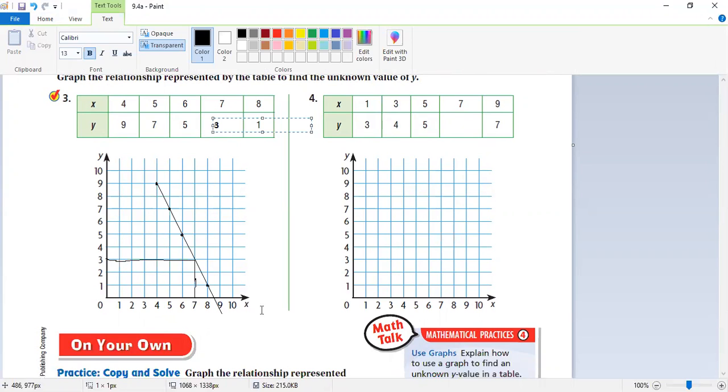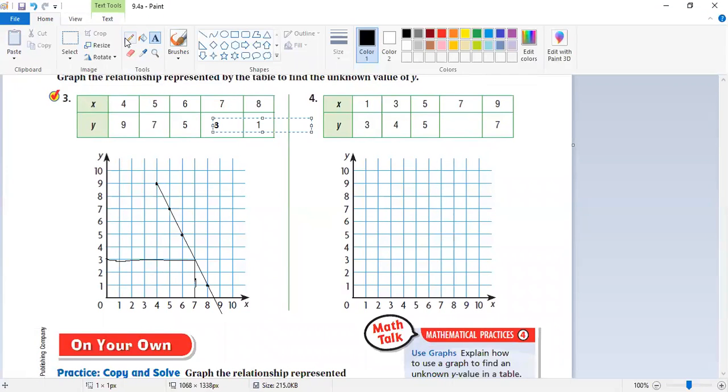I will repeat again. What you need to do is, when you don't know the value, you choose the number and you go up and up until you touch the line which we drew, and then go across and see what is the value of y for that. So it's 3. You will have the unknown value as 3.